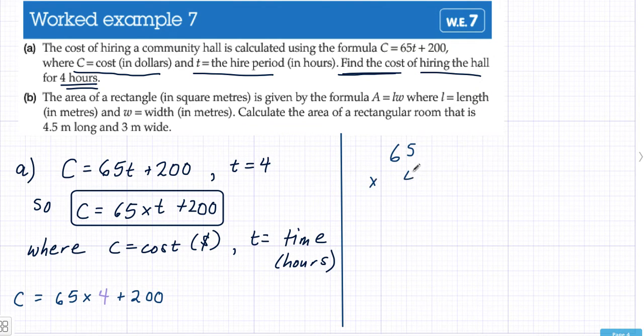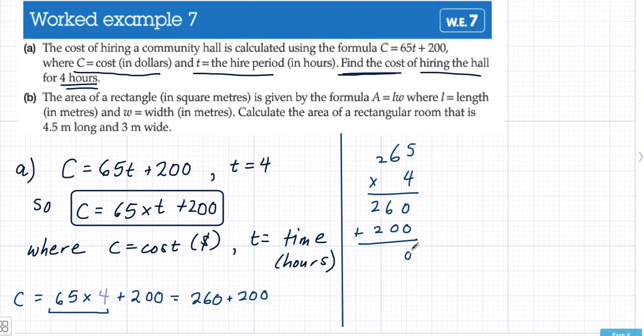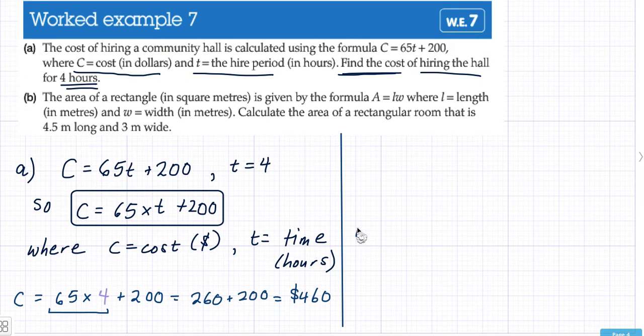You can use your calculator or you could do it on the side of your page. 6 fours are 24, 5 fours are 20, so it's 260. And I did the multiplying first, remember, because it's BIDMAS, so you have to do the multiplying first. And then we're going to add 200 onto that. So it's going to be $460. So what that means is for us to hire the hall for 4 hours is going to cost us $460. So you've used a formula to figure out a cost, and that's something you actually go and do, because that's how businesses will tell you the charge for something if you hire something or if you purchase something.